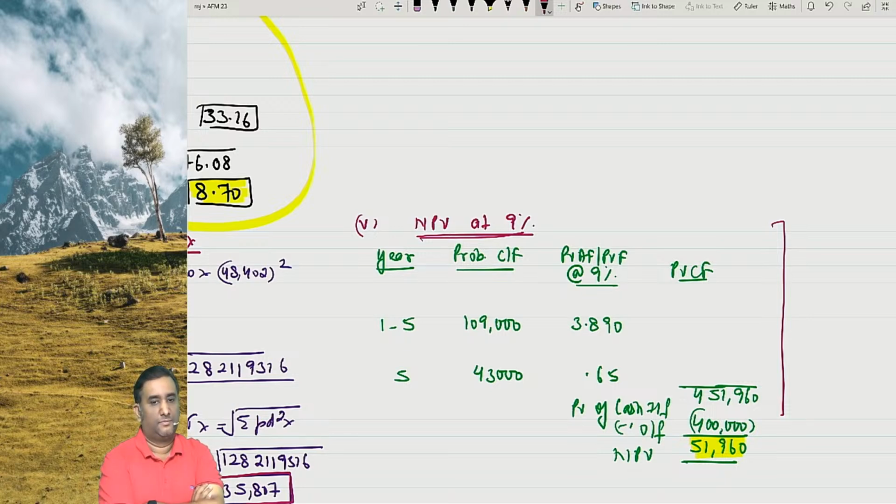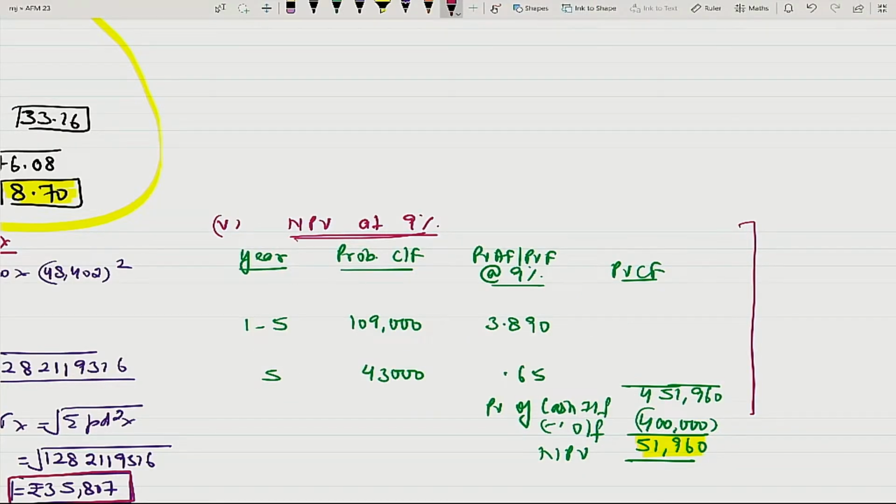Next line. Therefore, new cost of capital is equal to 10 percentage minus what? 1 percentage, is equal to 9 percentage, and this is what it comes at, 9 percentage. This was scenario analysis. Done.